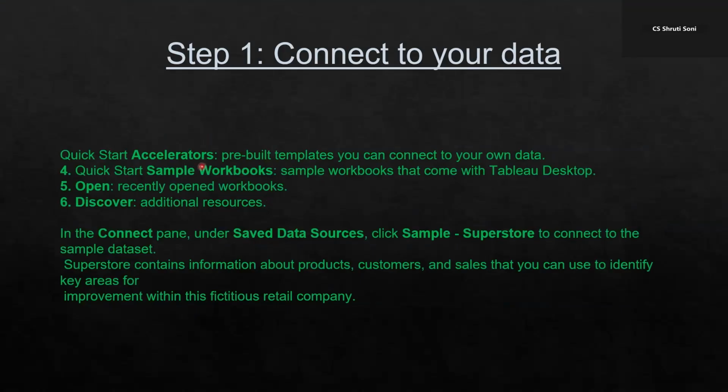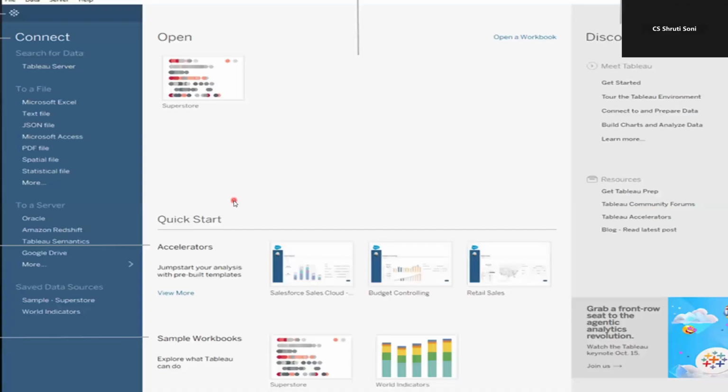Then we have quick start accelerators, that is the pre-built templates you can connect to your own data. And there are some sample workbooks also that come with Tableau Desktop. So you can open the recently opened workbooks and discover certain additional resources also. That means for recently opened workbooks, you can use Open, and for additional resources, you can go in for Discover. So I'll show you this again.